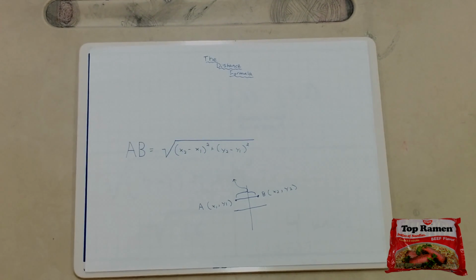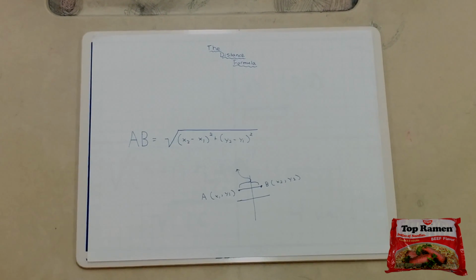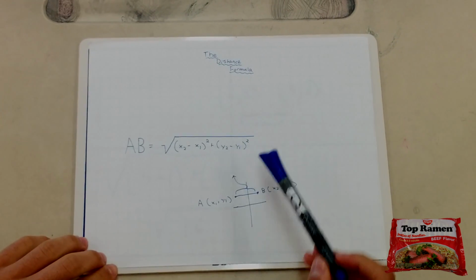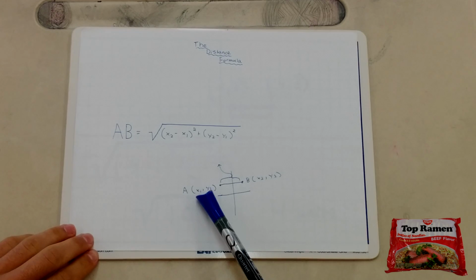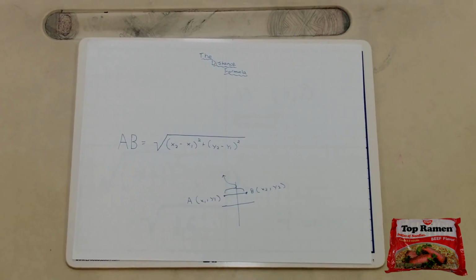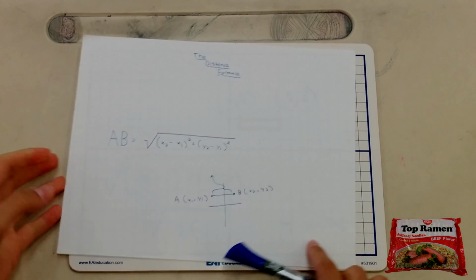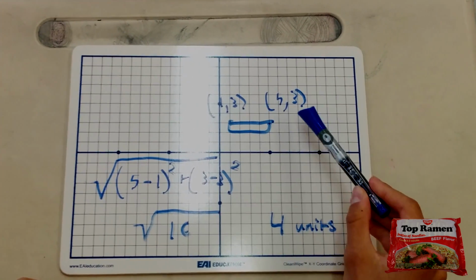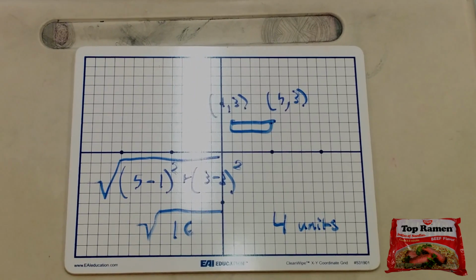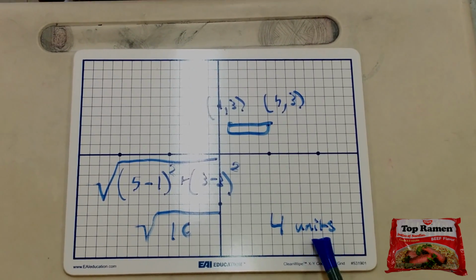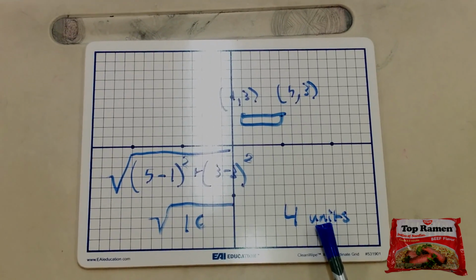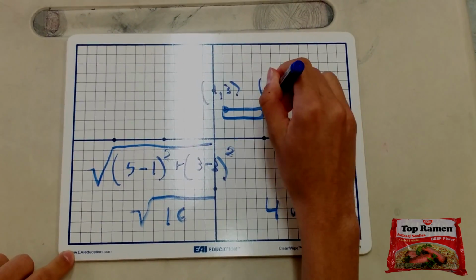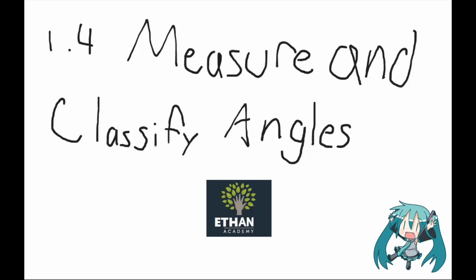For the distance formula, AB equals the square root of x2 minus x1 squared plus y2 minus y1 squared, if A has the values x1 and y1 and B has the values x2 and y2. An example of this would be for the points 1, 3, and 5, 6. And if you do the math, you get 4 units after plugging in the x and y values, and that is the distance in between these 2 points.